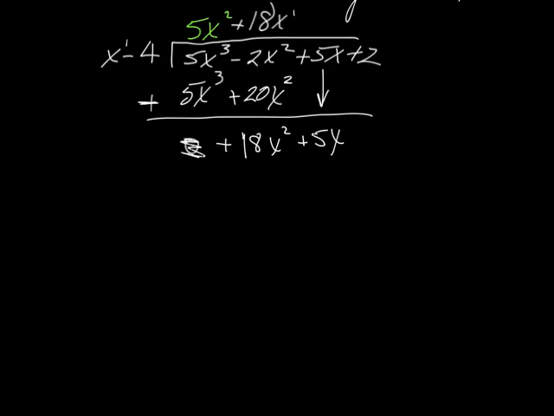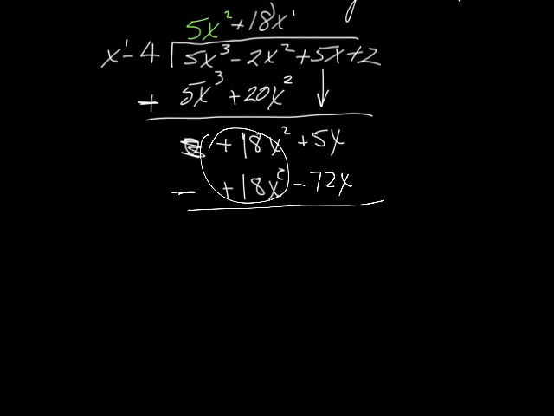Then we take 18x times x to the first. This times this will again give you the exact same thing here. So just like these two were the same, these two have to be the same. So that's a positive 18x squared. Now we're going to take 18x to the first times negative 4, and that's going to give me negative 72x. Line, minus sign.